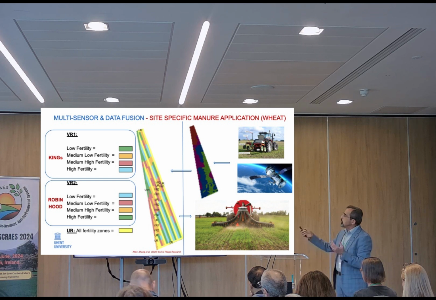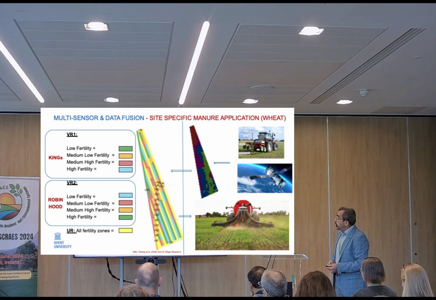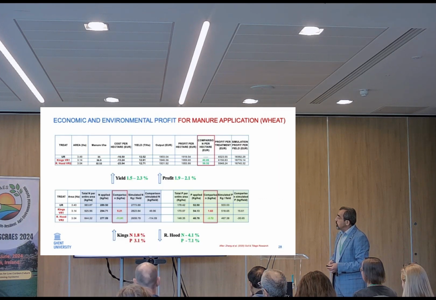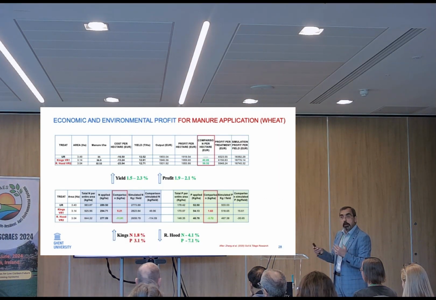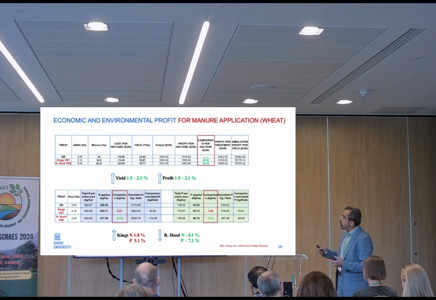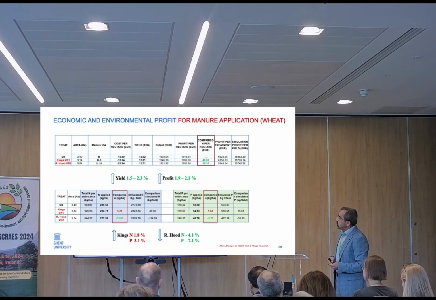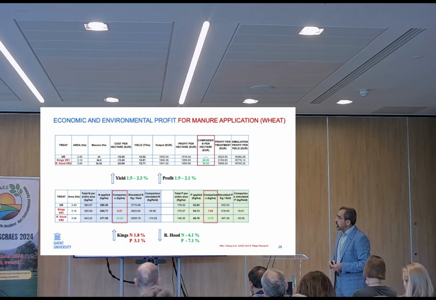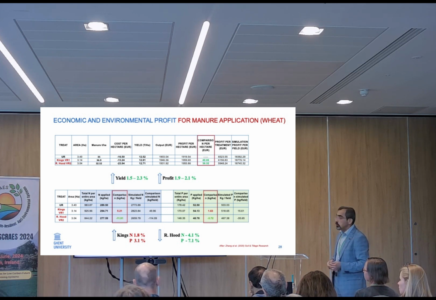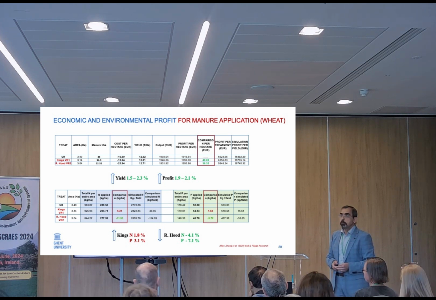So again, we do the same principle of multi-sensor data fusion. We produce a soil fertility map, as you see here, and then we try to compare uniform and variable rate application. And you see in this exercise, I think that was for wheat, we have increased yield by up to 2.3%, profitability by 2%, and we reduced N application by 4% and phosphorus application by 7%. These can all contribute to soil health, and then regenerative agriculture will be part of this.